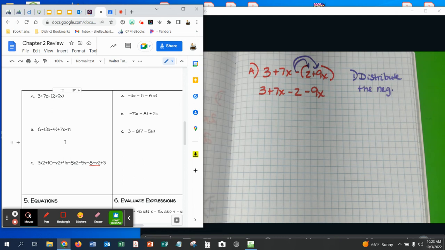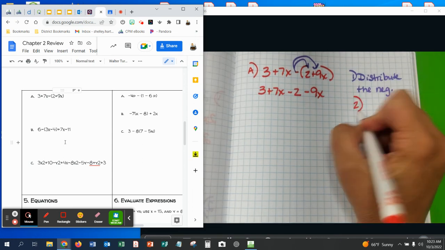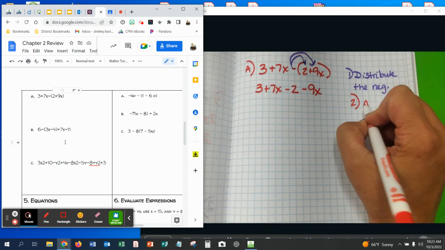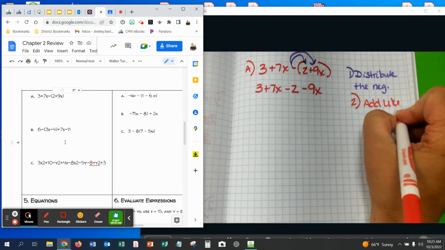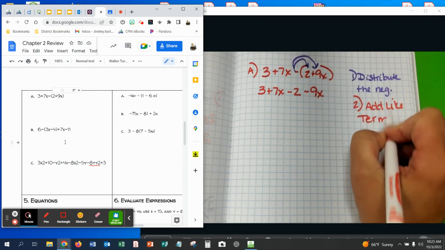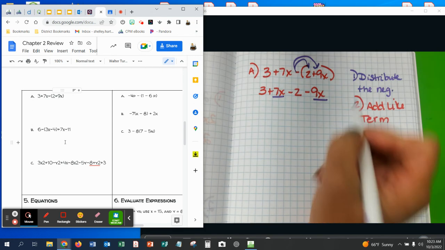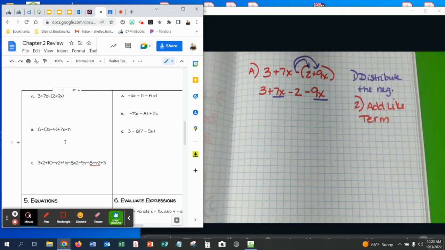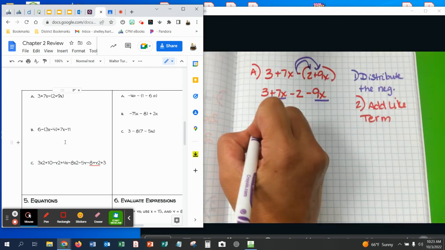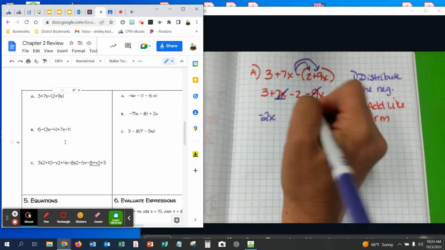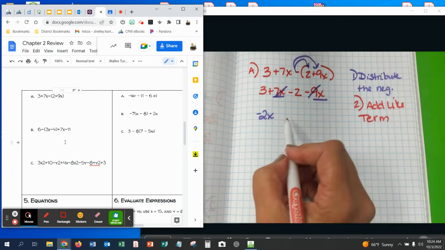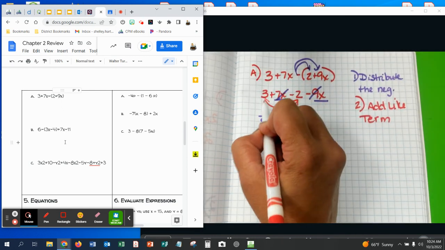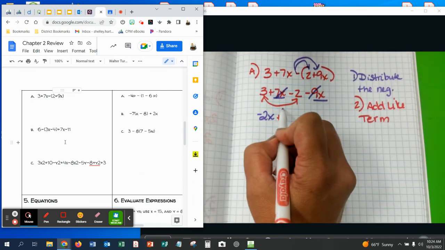Now what am I going to do? Emma, what do you think I should do next? Thank you, Emma. I'm going to add like terms. Okay, so this is a like term and this is a like term. So minus 9x plus 7x equals what? 9 minus 7 is what, Tam? Good, minus 2x. These two are gone. What's the last part? Now the last term is 3 and 2. What is 3 minus 2? Plus 1. And this is your answer.